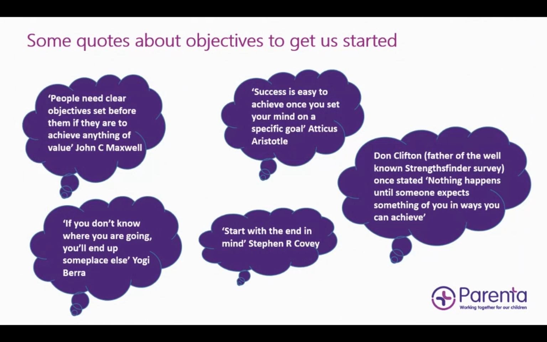So first one here by John C. Maxwell. His quote is that people need clear objectives set before them if they are to achieve anything of value. So from that, I think we can understand that people need to understand what they need to achieve. So what's an end goal?